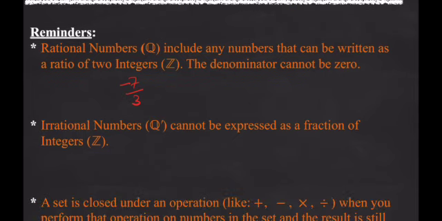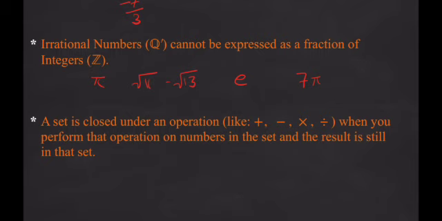Irrational numbers cannot be expressed as fractions or integers. This would be things like pi, like square root of 11, negative square root of 13, and so on. Any square root that's not a perfect square is irrational. Pi is irrational. The Euler number e is also irrational, and so on. There's an infinite amount of those. We could also have like 7 pi. That's also irrational. Okay? I know we talked about this yesterday. We're just going to go over it again really quick.